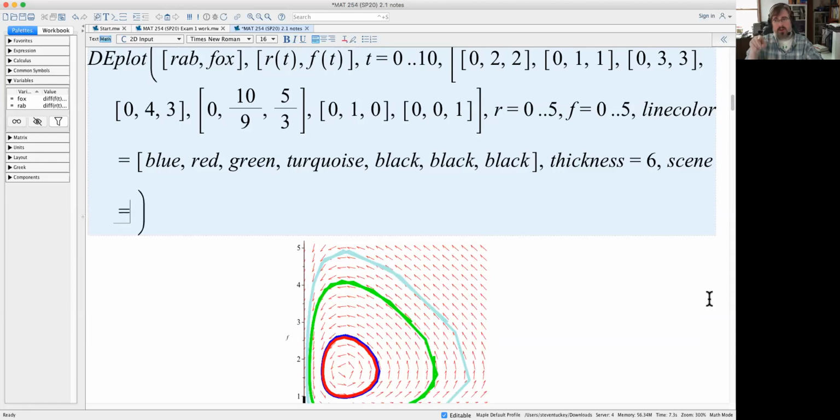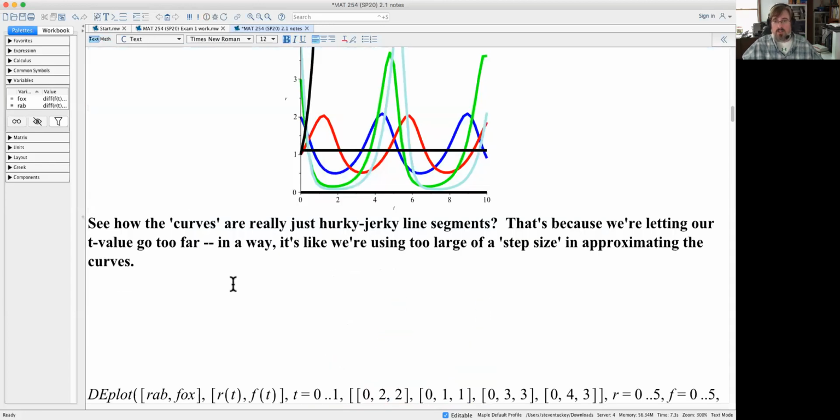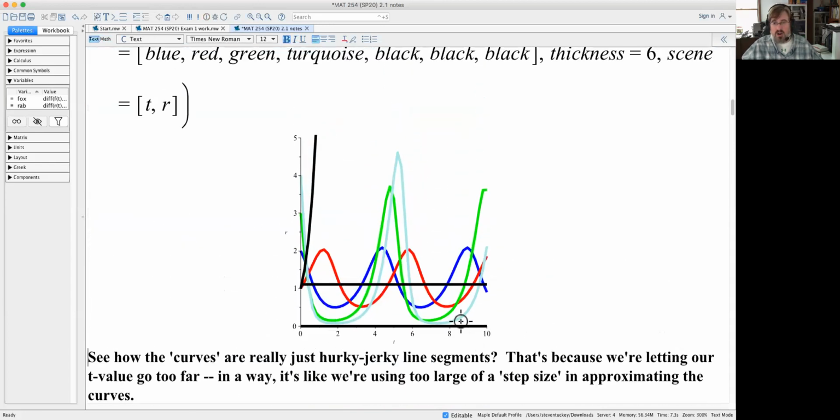option. What I'm going to do is scene equals, and then in brackets, I have to name two variables that I'm interested in. Specifically, I'm interested in the t variable and the r variable. What this is going to do is produce all these solution curves for all those initial conditions, but it's going to ignore the f variable. It's going to produce the solution curves only in terms of r and t. So what we're going to see when we hit enter is t along the horizontal axis and r along the vertical axis.